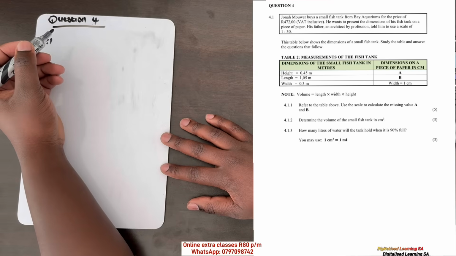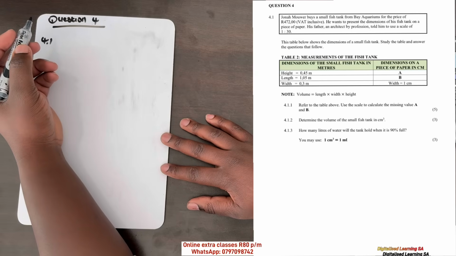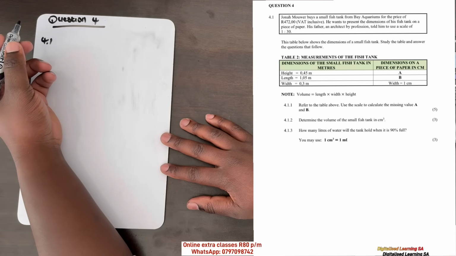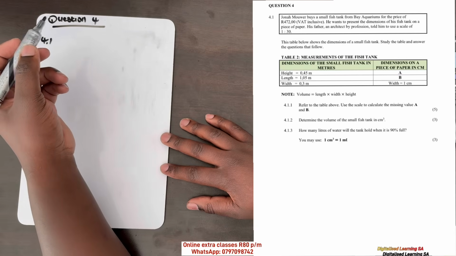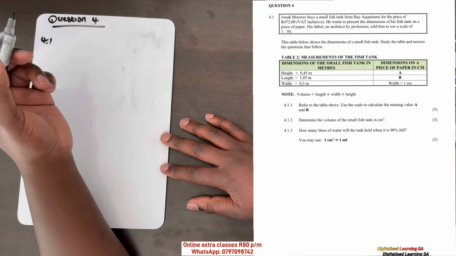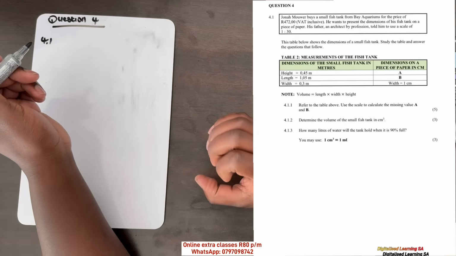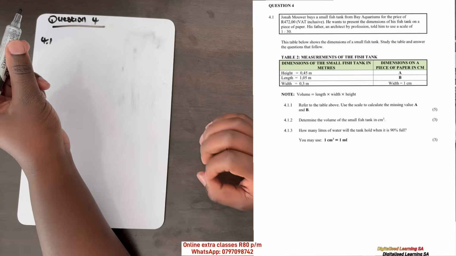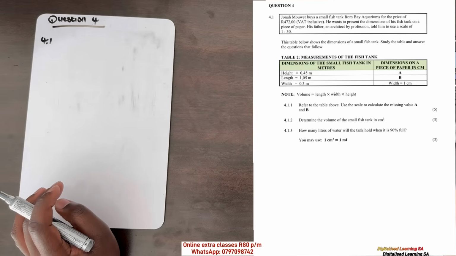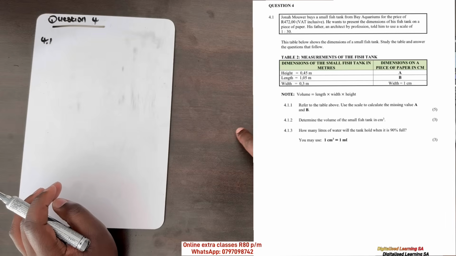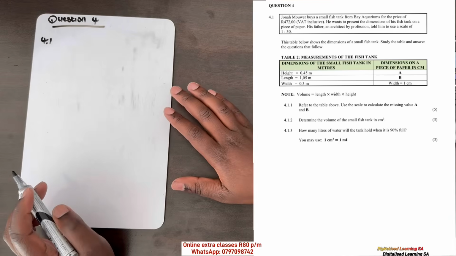So we can see table 2. We are given the dimensions of the small fish tank in meters, and we are also given the dimensions on a piece of paper in centimeters. So these are the centimeters. So our answers, which are A and B, which are unknown, need to be in centimeters. Okay, so now let's go ahead and start working on our set of questions. Please pay attention so that you can understand how this works.